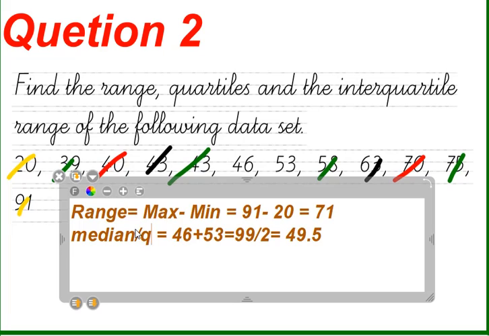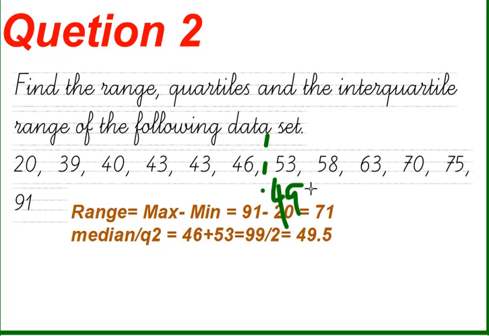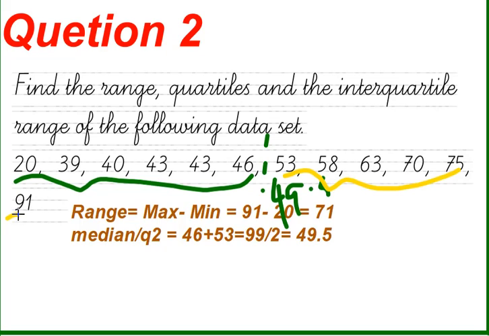So let's write that down, Q2. And after that, let's just clear our marking so that we can see what's going on. After that, we get our Q1, Q2, Q3. So let's quickly label what we've gotten so far. We got our median, and it's right there, and it's 49.5. Now we look at this part as our lower part of the data set, and then we look at this side as our upper part of the data set.